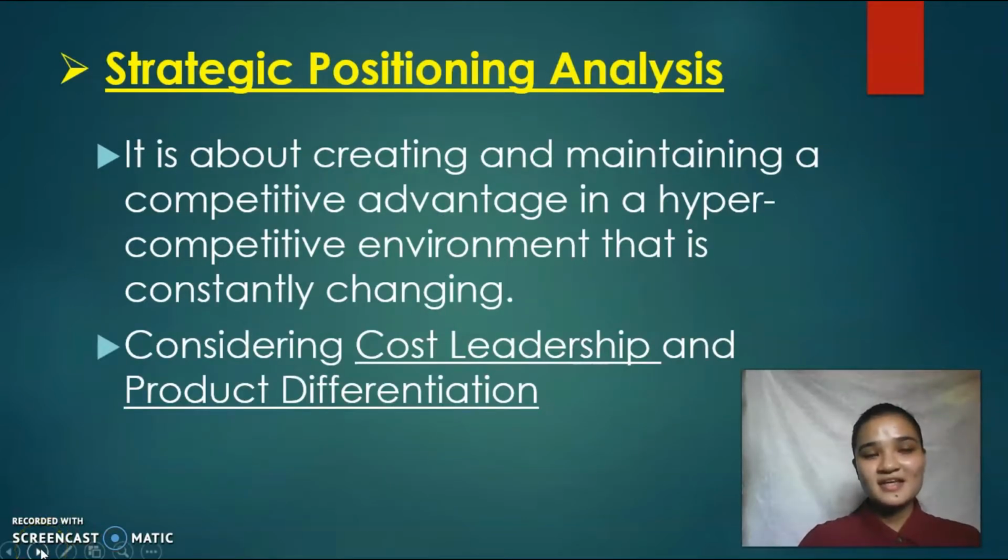The second one is the strategic positioning analysis. In order for the company to create a competitive advantage from their competitors, they must think of a strategy. So, let's consider cost leadership and product differentiation. When we say cost leadership, it is where the firm sets out to become a lower cost producer in the industry. When we say product differentiation, it is making a product that is different or unique and has an advantage over its competitors. This strategy makes a company create and gain profit.